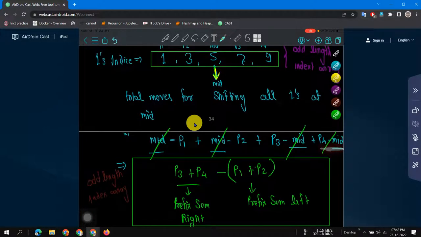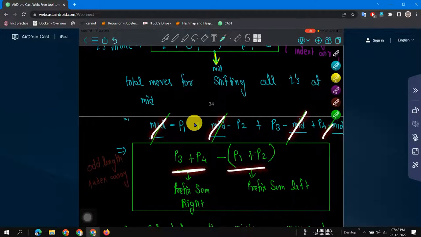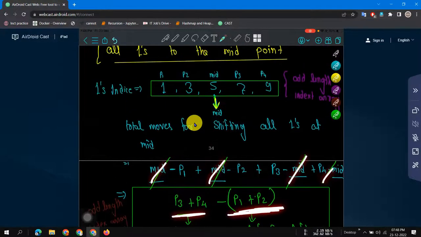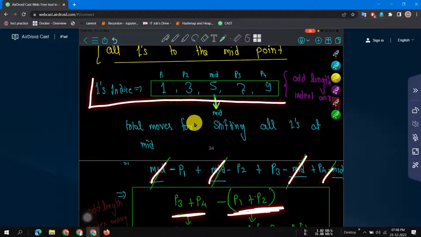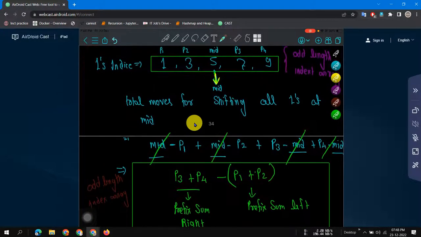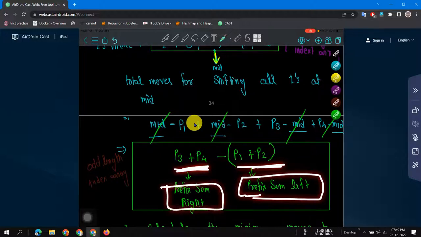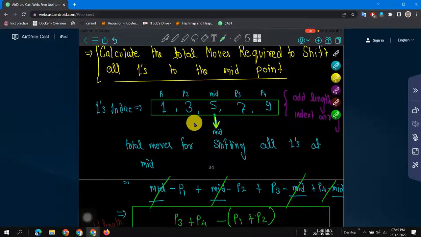If I sum up, mid cancels out, mid cancels out, mid cancels out, mid cancels out, and it will be p3 plus p4 minus p1 plus p2. And this array is the array of indices of ones, right? If I sum it up, this will be p3 plus p4 minus p1 plus p2, and it is nothing but the prefix sum at the right side of the mid minus the prefix sum at the left side of the mid, right?